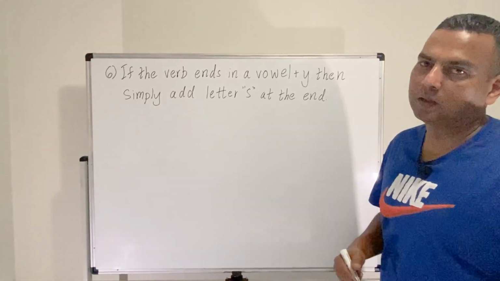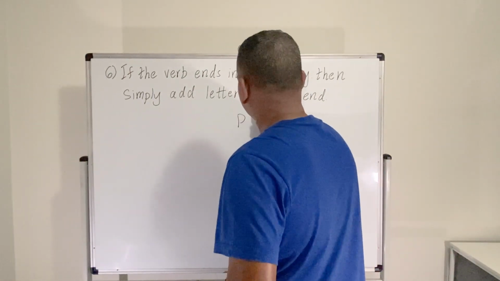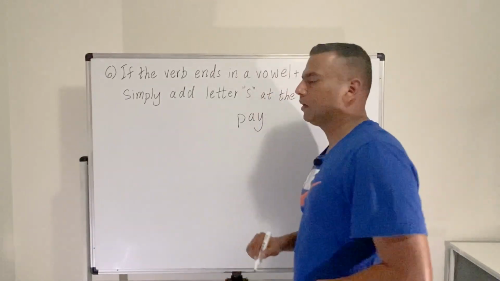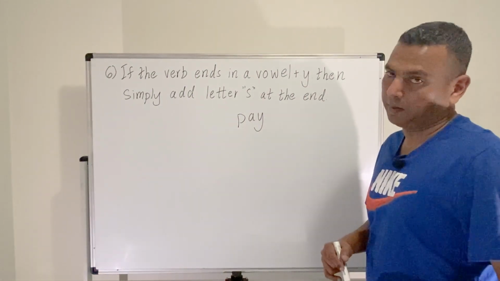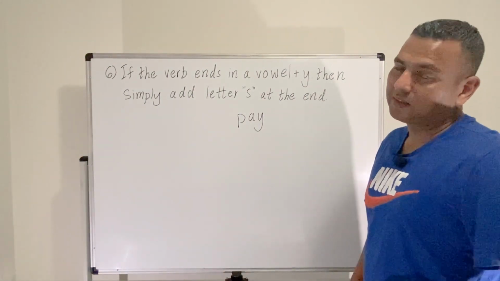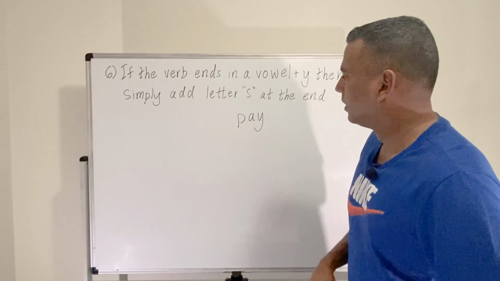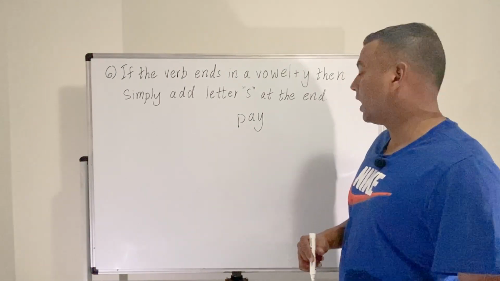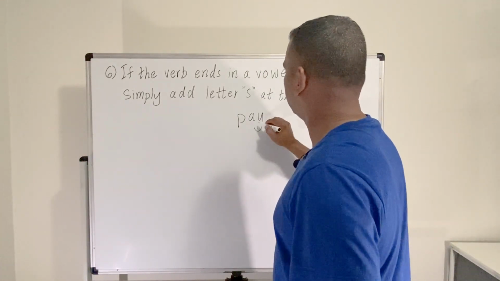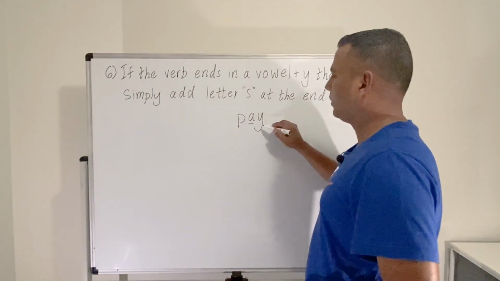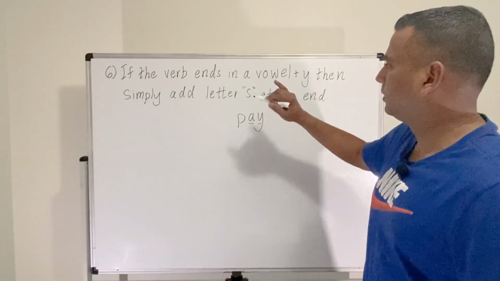S at the end. So this is also, let's discuss through an example. So if we take the word pay, the verb pay. How can we put this in a simple present sentence where we have he, she, it, or a singular noun as the subject? So we have here a vowel, A is a vowel, and then we have letter Y at the end, which basically fulfills both these requirements.